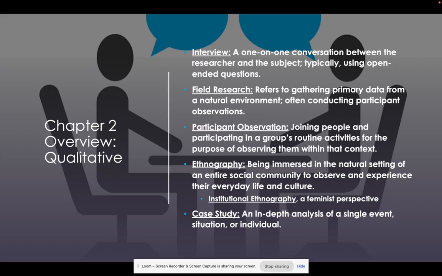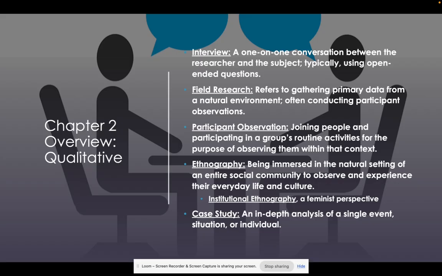Ethnography is being immersed in the natural setting of an entire social community to observe and experience their everyday life and culture. Again, this is very popular in the field of anthropology. Now, your textbook authors focus on a specific type of ethnography that I am particularly fond of called institutional ethnography. And I think this type of ethnography is a little bit unique to the field of sociology. So that's one of the reasons why I wanted to talk about it during our lecture.